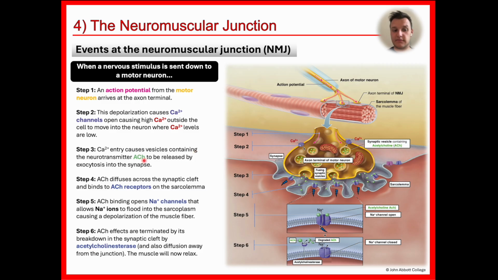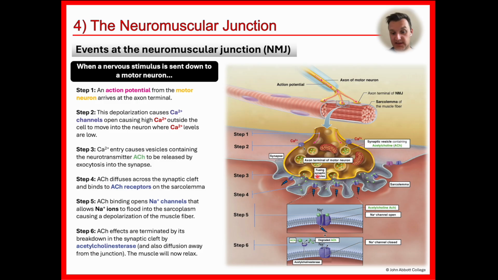Calcium entry causes vesicles containing neurotransmitters of acetylcholine to be released. So the way I like to think of this is that calcium, we know that calcium is important for bones, it's important for muscles. I think of it as the moving ion. When it comes in, it triggers a bunch of events that we don't need to know about, but it kind of helps with this moving of this vesicle, and you see them being fused over here with the end of the neuron, right? So calcium entry causes these vesicles to move to the membrane and exocytose into the synapse.